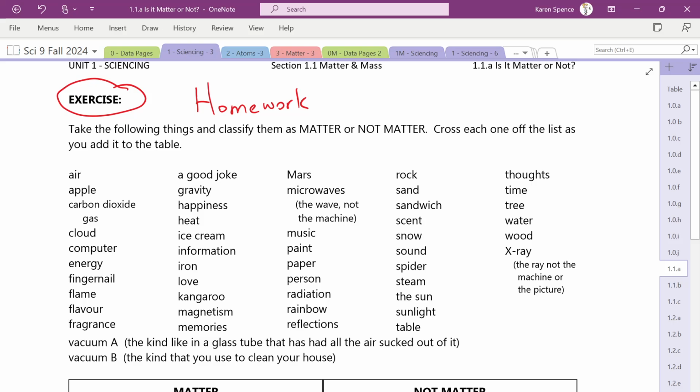Carbon dioxide? Yeah. So what is the matter about that?